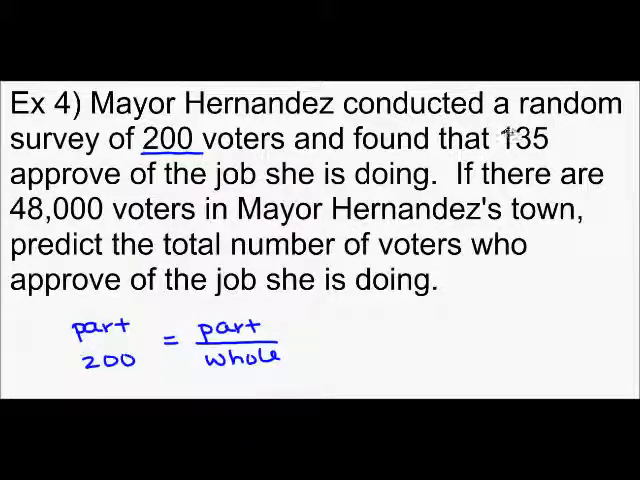And 135 approve of her job that she's doing. So we're going to put that in for the part. So we have 135 out of 200 equals. There are 48,000 voters in this town. That's the whole. That is the total number of voters in the town. And we are looking for the part who approve of her work. I'm going to put an X there.